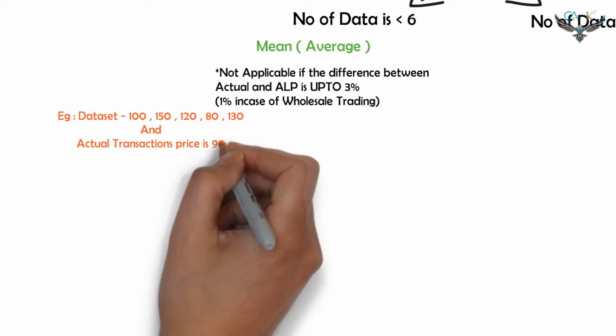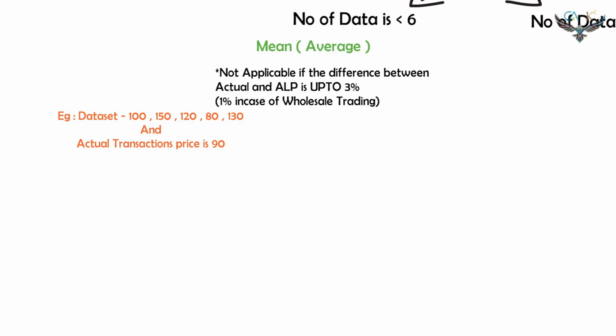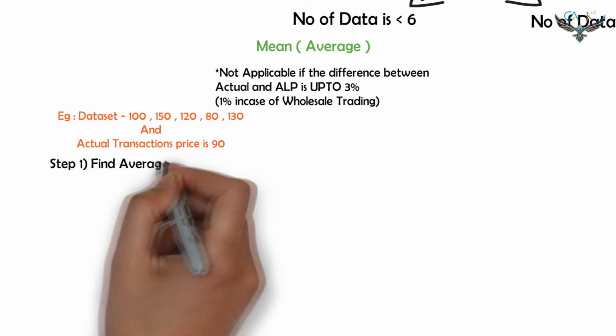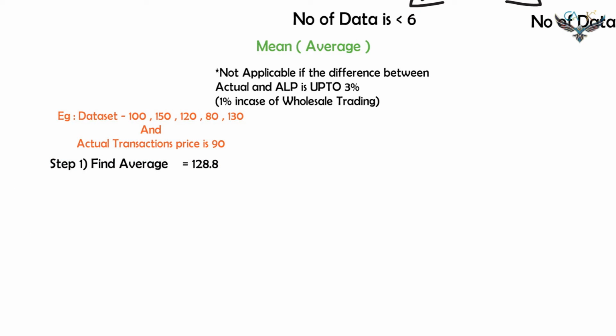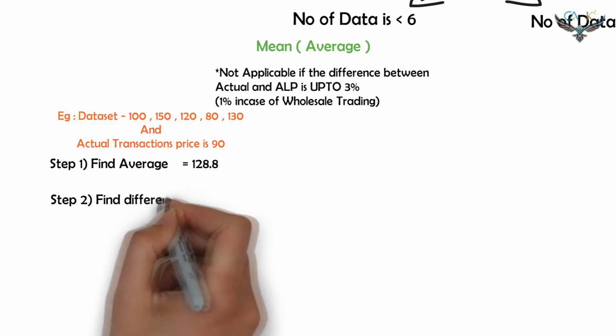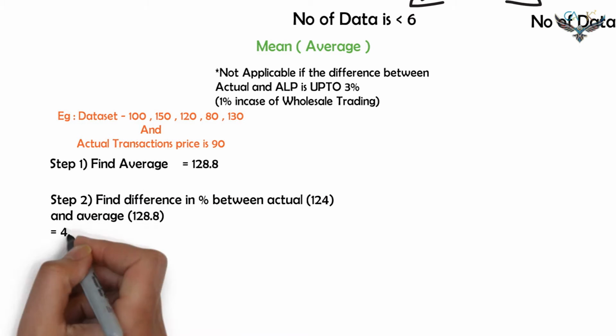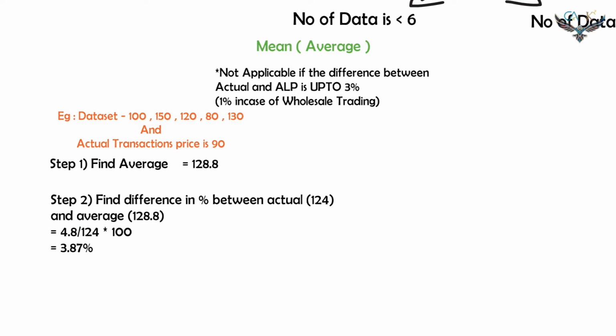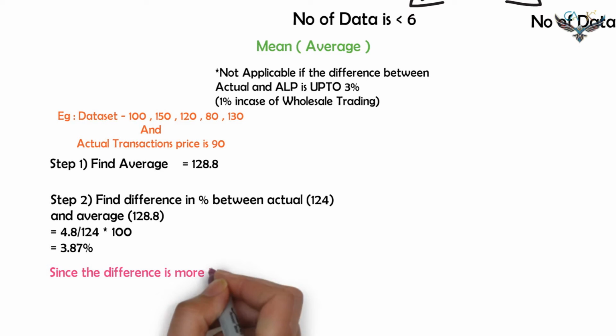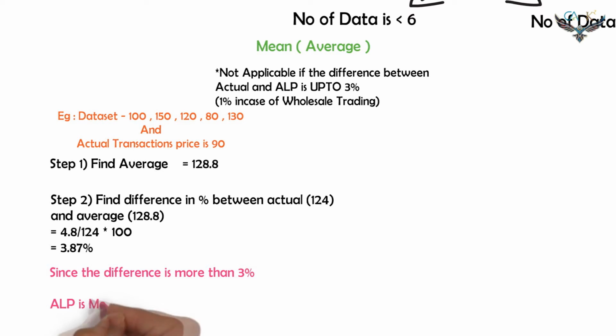In the given example, since the number of data in the dataset is less than 6, we have to use the first approach. The first step is to find the average of all the items given in the dataset. Secondly, find the difference between the actual transaction price and the average arm's length price in percentage. Since in the given scenario the difference is more than 3%, the transfer pricing provision would be applicable. Accordingly, the arm's length price is 128.8.